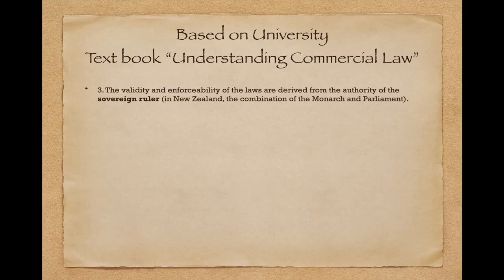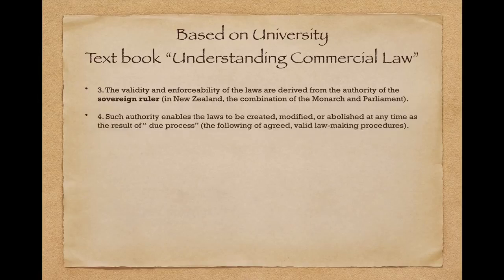Okay, so let's move along now and find out the validity and enforceability of the laws are derived from the authority of the sovereign ruler. Now, in New Zealand, it is a combination of the monarch and the parliament. Such authority enables the laws to be created, modified, or abolished at any time as a result of due process, the following of agreed valid lawmaking procedures.